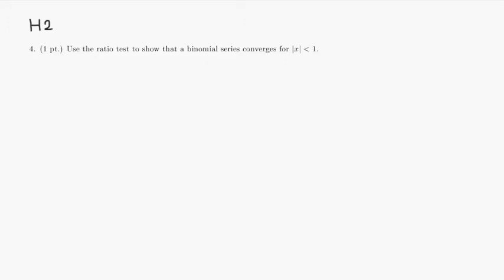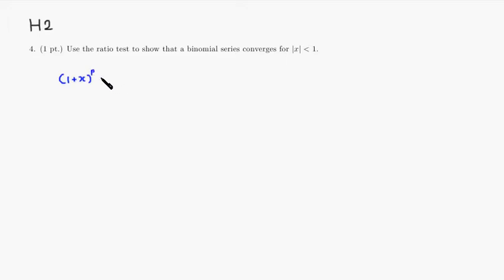Okay, let's look at homework 2, problem number 4. So we're going to use the ratio test to show that the binomial series converges for absolute value of x less than 1. So let's do that. Remember that the binomial series goes something like this: you have the quantity 1 plus x raised to some power p.